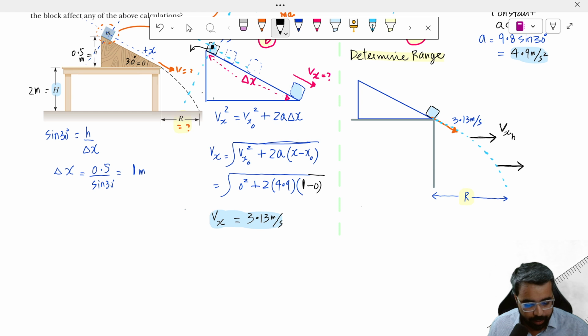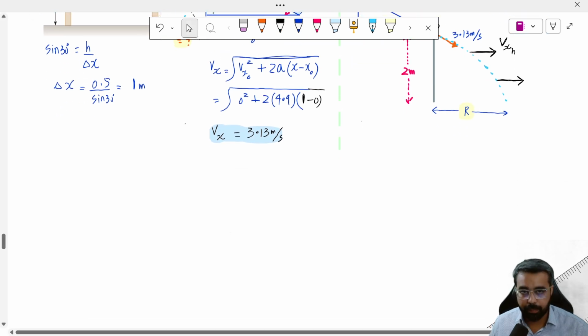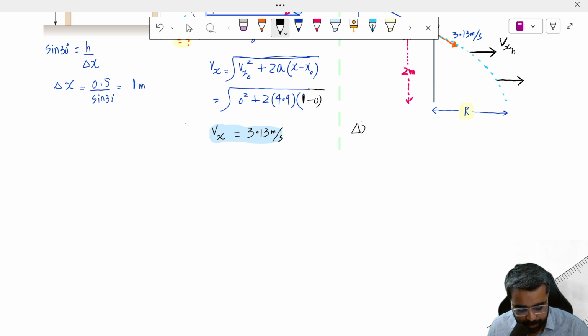Okay. And you also need to find the time. And what is the time? In order to find the time, you must know the height of the table. In the question, it is given as 2 meters. All right. So if I apply the kinematics equations, which one should be the suitable equation? That should be delta x equals initial velocity times time plus 1 over 2 a t square. If you want to find the range, this is basically the range.